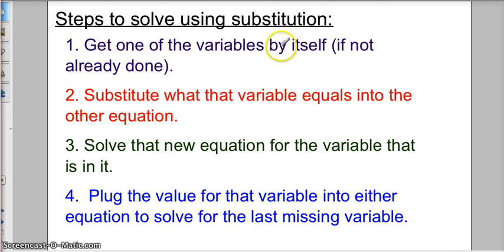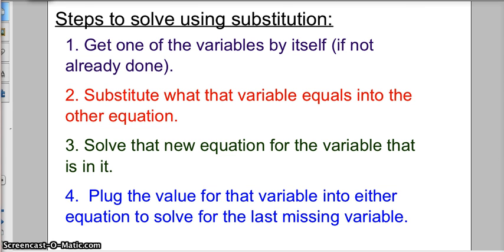Okay, so here's the steps. So pause the video and jot these down. The first thing we're going to do is get one of the variables by itself. So sometimes this will already be done, so you won't need to worry about that if it is already done. The second thing, we're going to substitute what that variable equals into the other equation. After that you're going to solve that new equation for the variable that is in it. And then step number 4, you're going to plug the value for that variable into either equation to solve for the last missing variable.